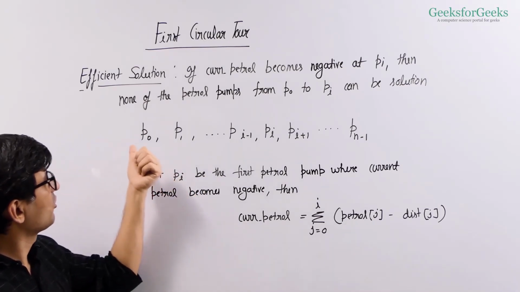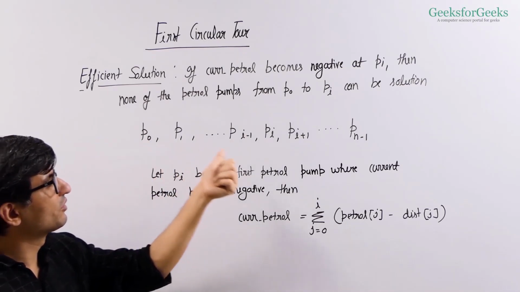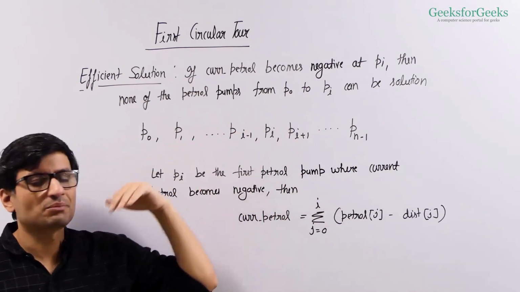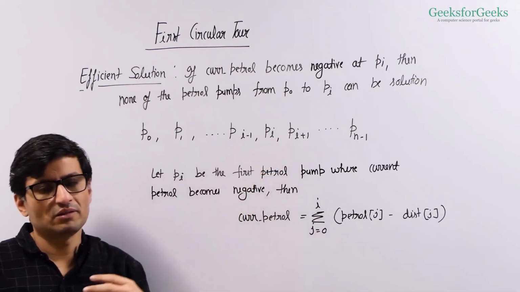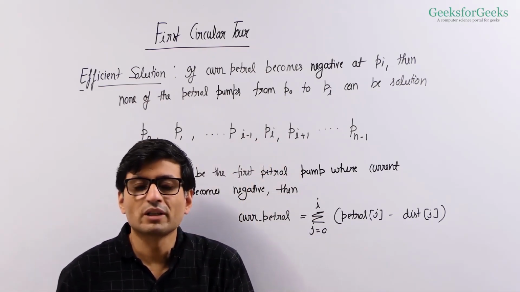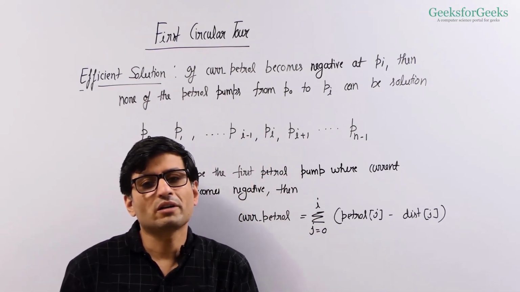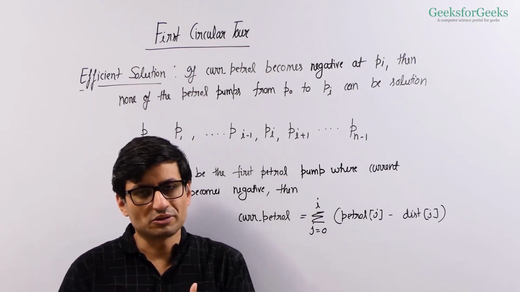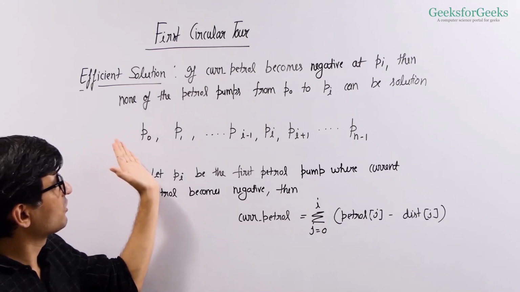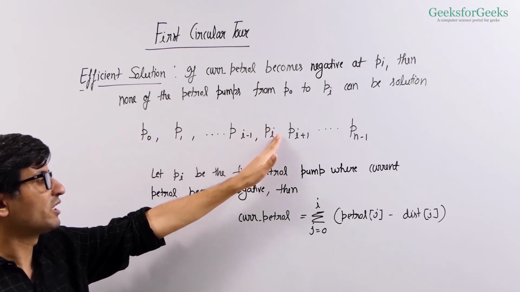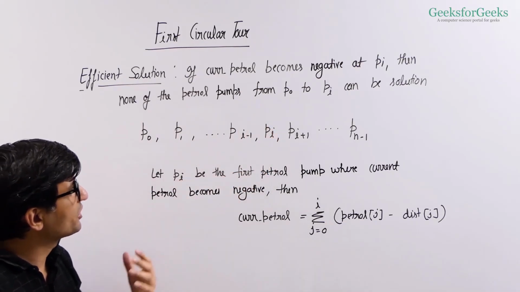If we traverse all the petrol pumps from P0 to Pn-1, and suppose while traversing, we come to a point Pi, where i is the ith petrol pump, and please note that here petrol pump means two values, right? Petrol and distance. So while we are traversing from P0 to Pi, we are maintaining the current petrol like we did in the naive solution.